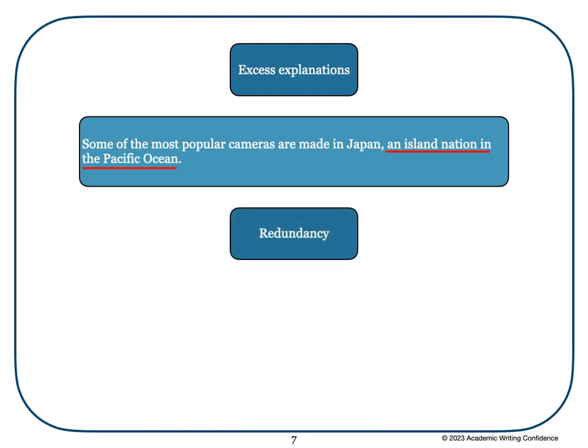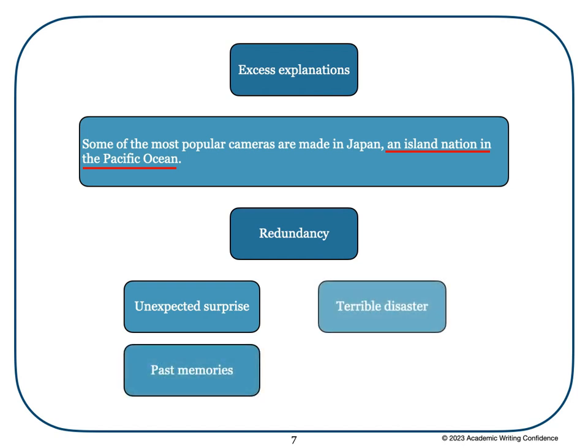One more thing that we want to avoid is redundancy. Redundancy is when we use 2 words together that are very similar in meaning. For example, unexpected surprise. Both of these words actually mean the same thing. It was unexpected, which means it was a surprise. We don't need to use both together. Here are a few more examples. Past memories, terrible disaster, free gift.